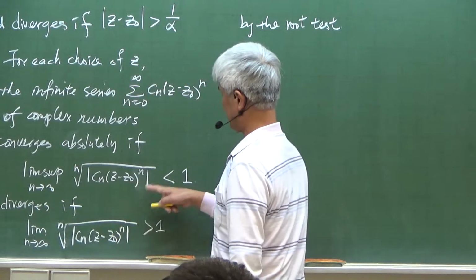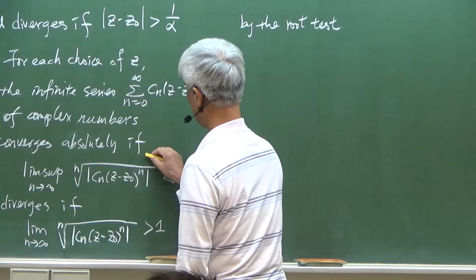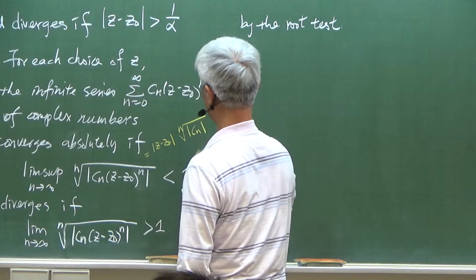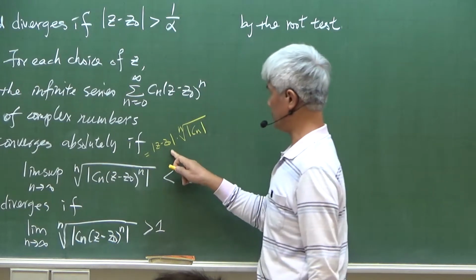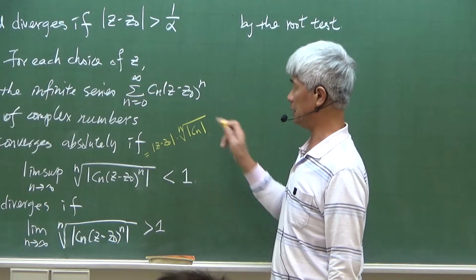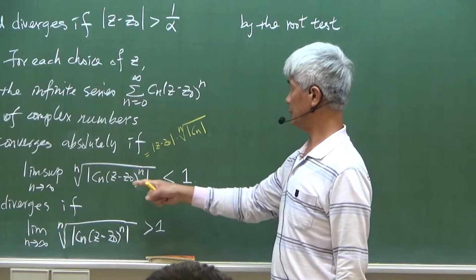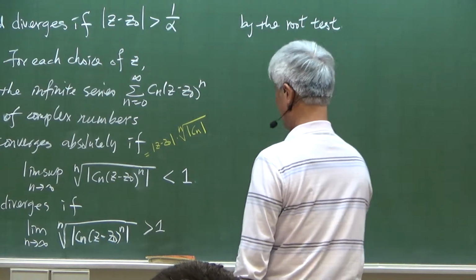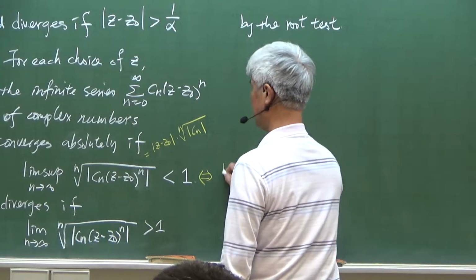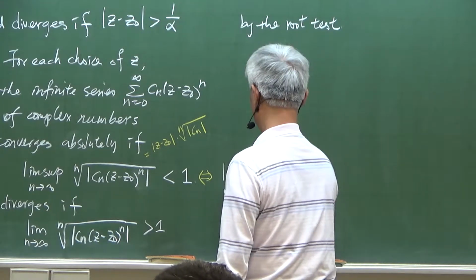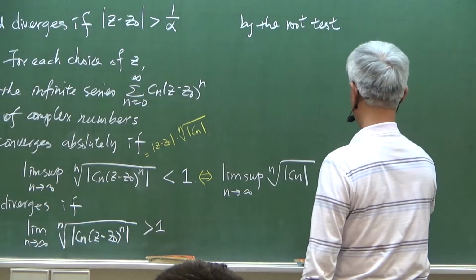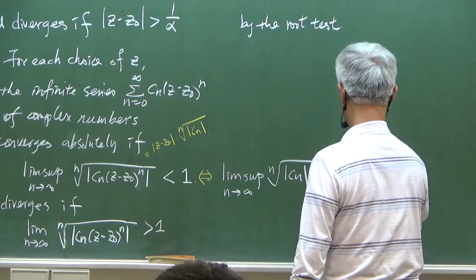Now we take a look at that. What is this? This is equal to the absolute value of z minus z0 times the nth root of the absolute value of c n. So this term is equal to the distance of z to z0 times this quantity here. But z is fixed. So the series converges only if the limit superior is less than 1 over the distance.